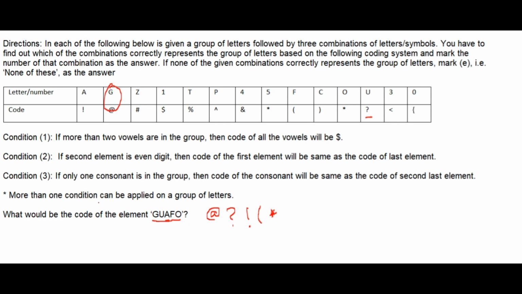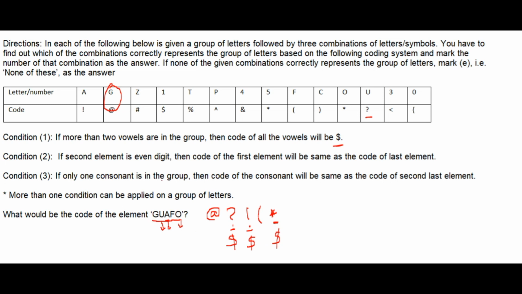First condition: if there are more than two vowels, yes, there are more than two vowels. Which ones? U, A and O. So all the vowels will be replaced by the dollar mark. This is the code of a vowel, so this one will be replaced by the dollar mark. This is the code of another vowel, so this one will also be replaced by the dollar mark. And this is the code of O, which is a vowel, so this one will also be replaced by the dollar mark. Okay, fine.